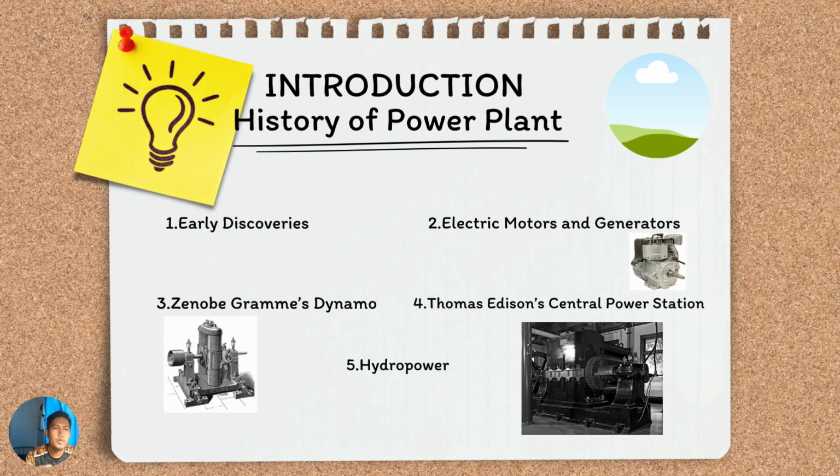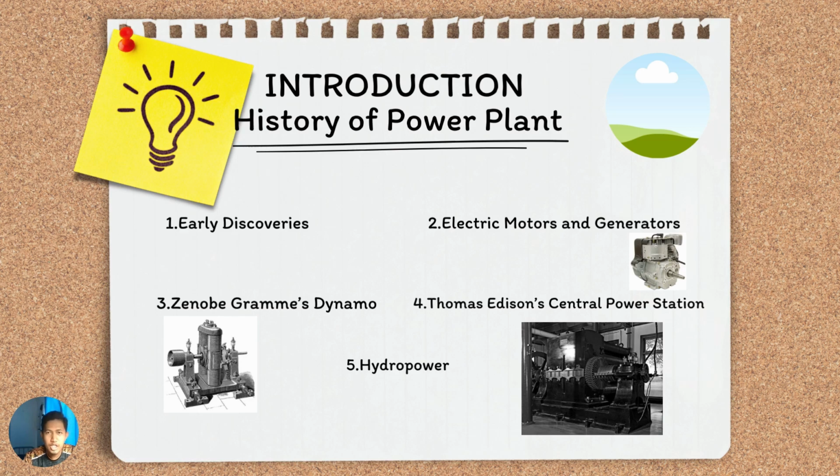So today I am going to talk about the introduction of the history of power plant. The history of power plant we can split into 5. Firstly is the early discoveries. The early discovery begins with the Englishman Stephen Gray, who demonstrated electrical conduction in the 1740s. This led to inventions like a glass friction generator and batteries by Benjamin Franklin and Alessandro Volta.